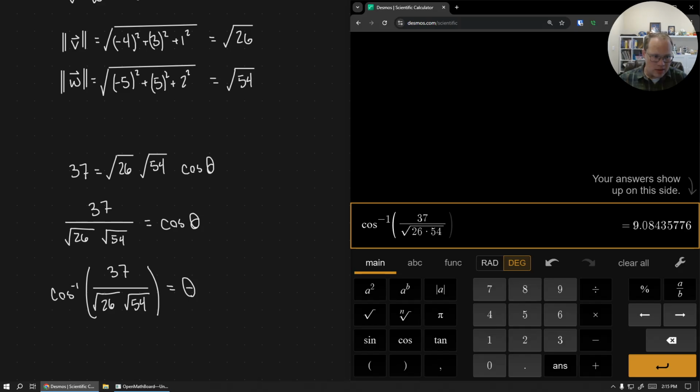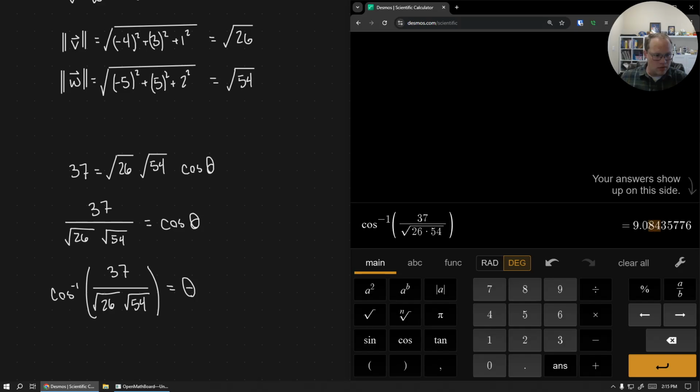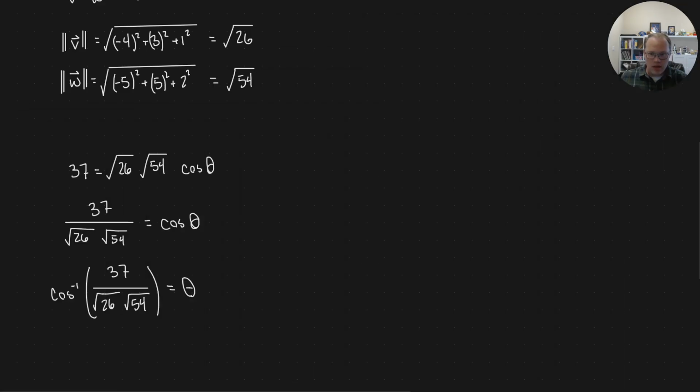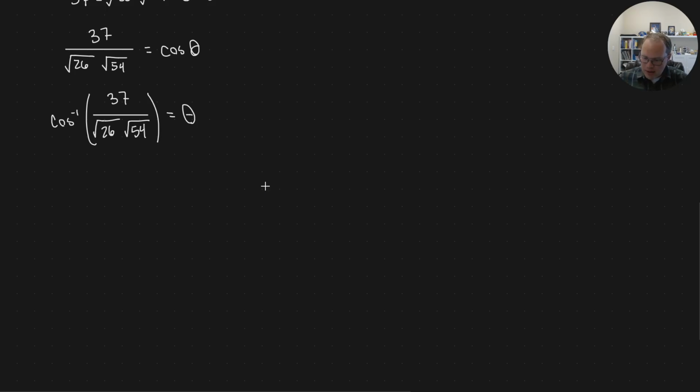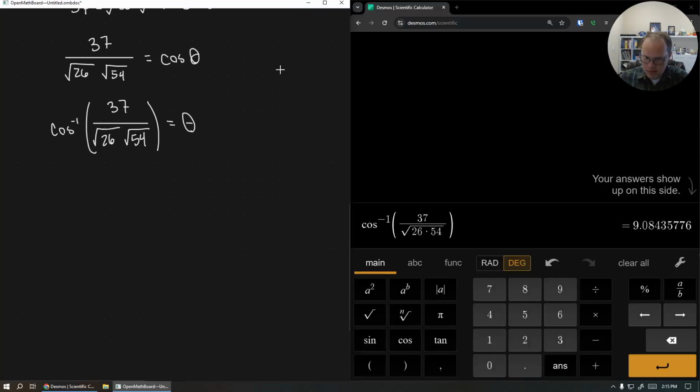And so I am in degrees, and I get 9.084. Okay. In fact, let me copy down the whole thing. I'm not a big fan of rounding when you can avoid it. 9.084357776 degrees is my theta.